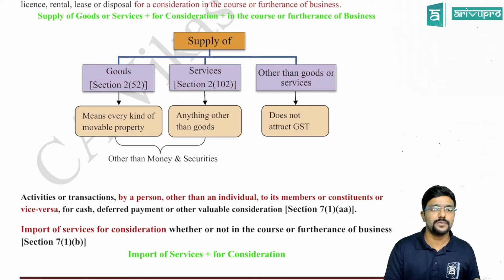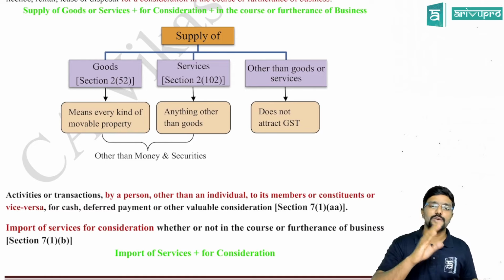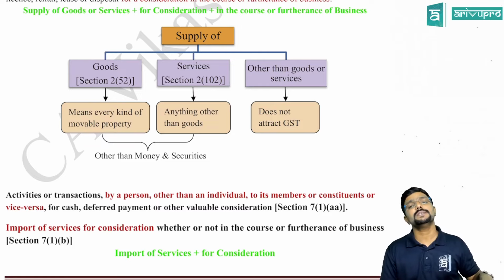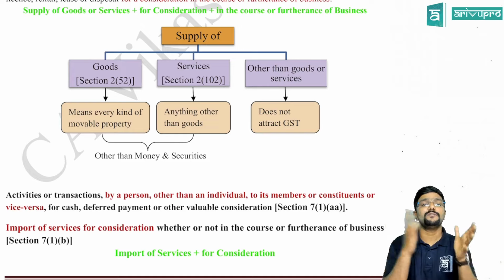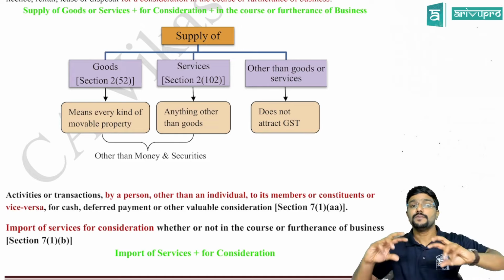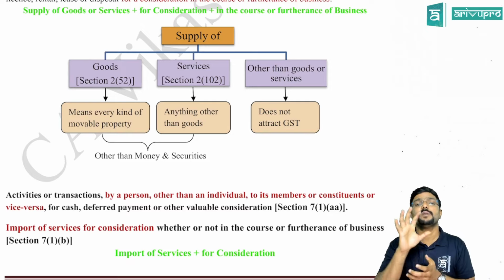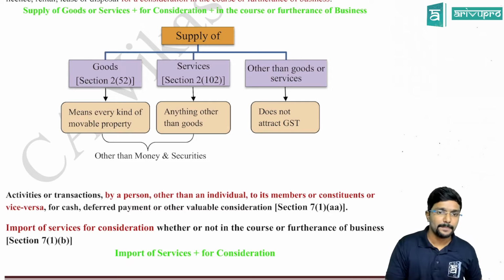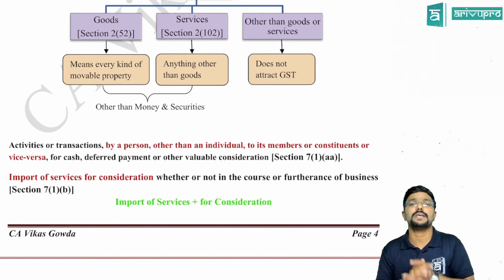Then coming to services, which is defined in section 2, clause 102. Services means anything other than goods, but it does not include money and securities. But if you are doing anything in the form of conversion of one form to another form, or from one denomination to another denomination, for which separate consideration is charged, then it will be a supply of services. Okay.